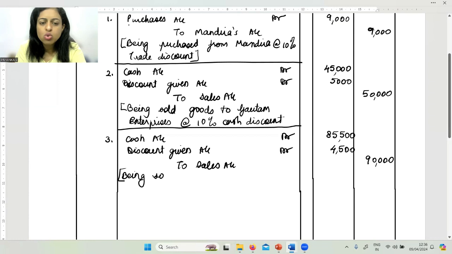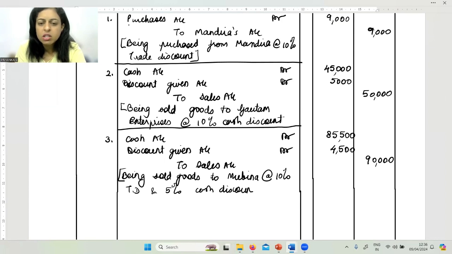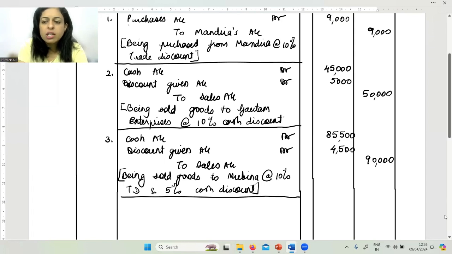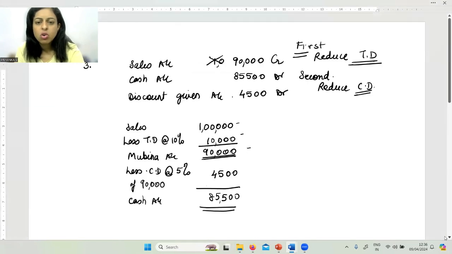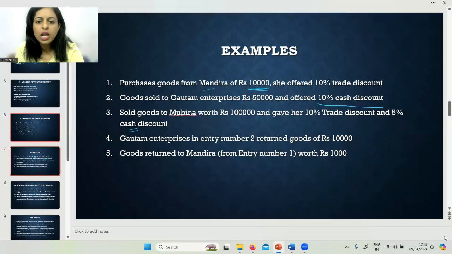So the narration: being sold goods to Mubina at the rate of 10% trade discount and 5% cash discount. This you will have to write in the narration. Be careful, don't miss out on this. You will have to write the details in the narration, whatever is the trade and the cash discount given. All right. So hope that is clear how you write these combined ones where you have given both trade discount and cash discount.